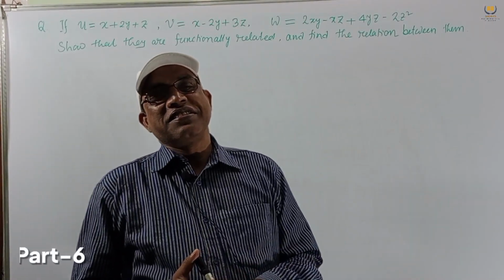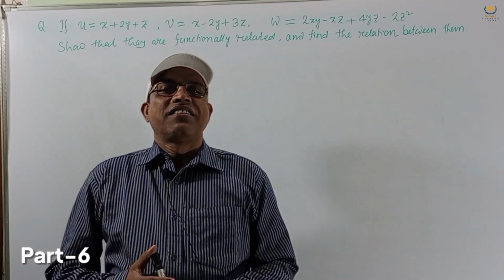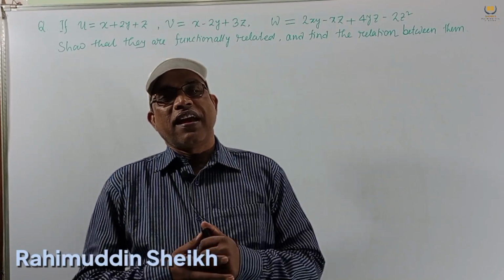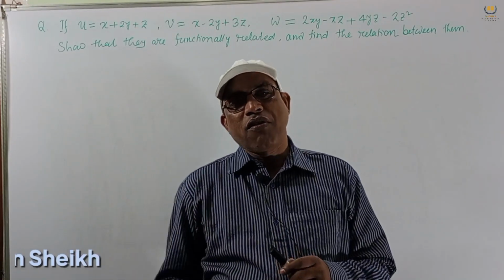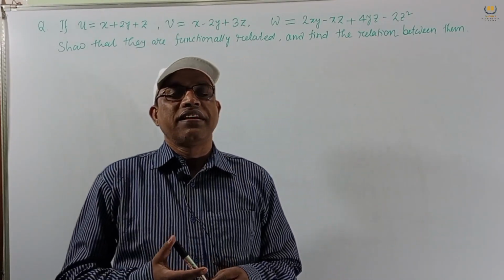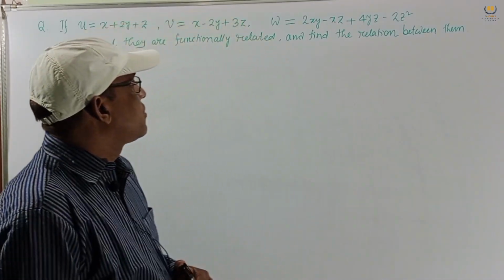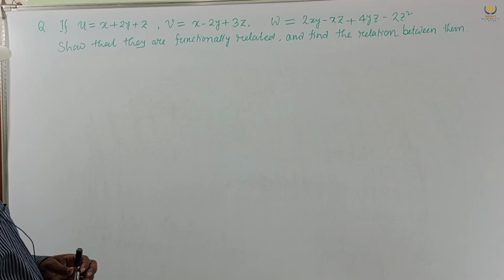Our main discussion is Jacobians. For parts 1, 2, 3 it was given, and now we consider some problems by using property 3, functionally related. So let us consider one problem.